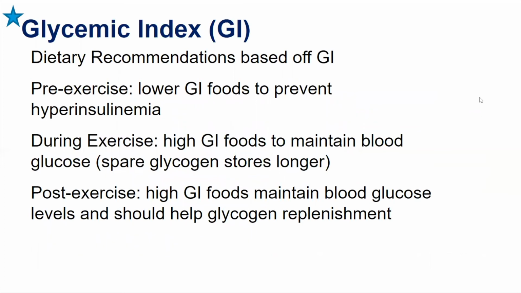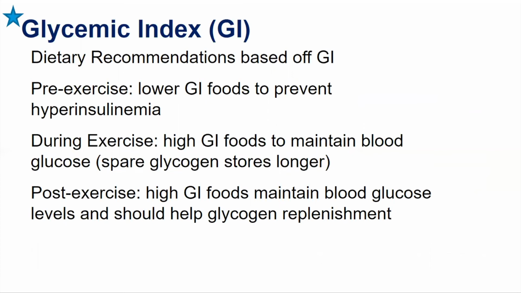Okay, so the bottom line is that pre-exercise, consuming a low GI food is going to prevent the insulin response and the dropping of blood glucose. As a result, you would start your exercise with reduced blood glucose, which is not ideal.